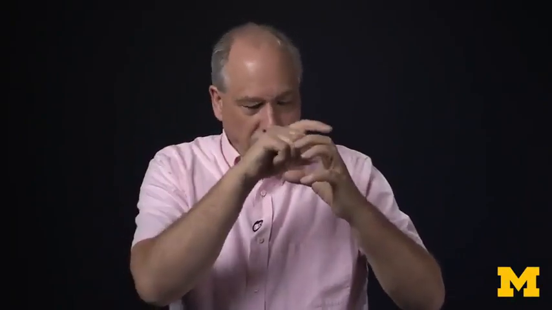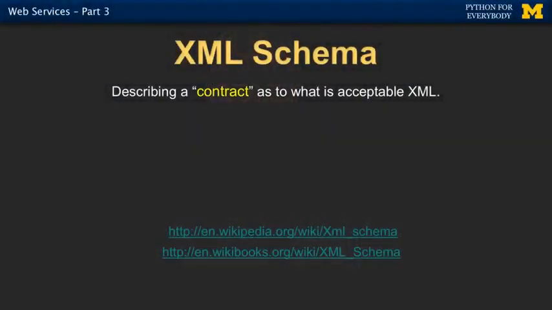So we have two cooperating applications, and they have to send data to one another, and they have a disagreement as to whether or not the data is right. One side might blow up or the other side might blow up. And it's like, whose fault is it? And so it's important to be able to define a contract as to what is acceptable XML that's really kind of outside of either application.